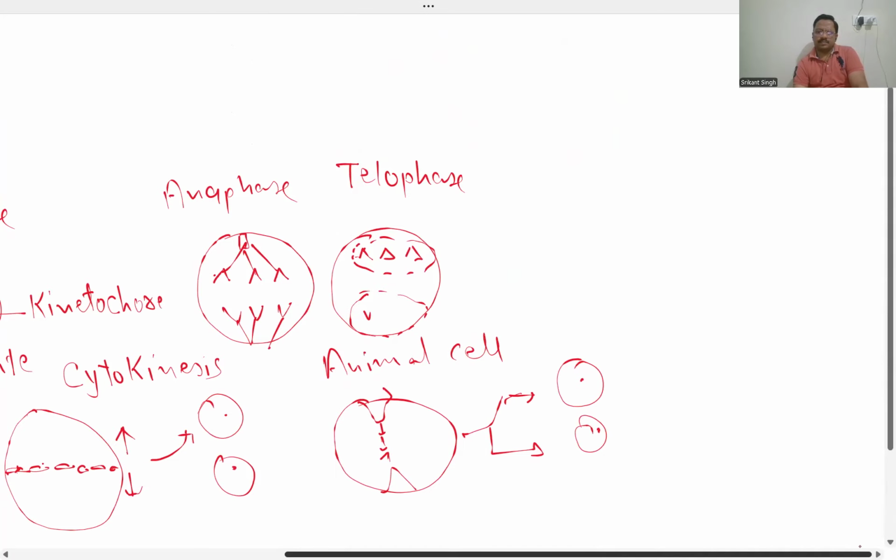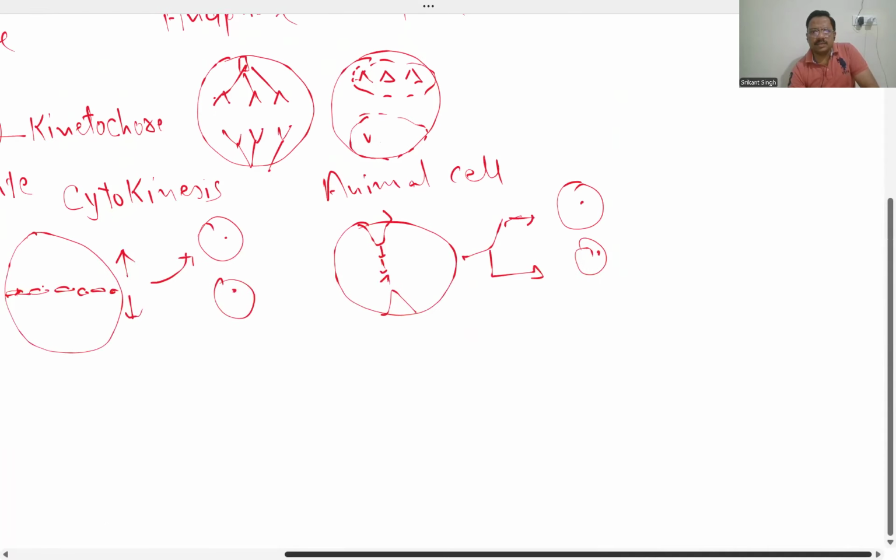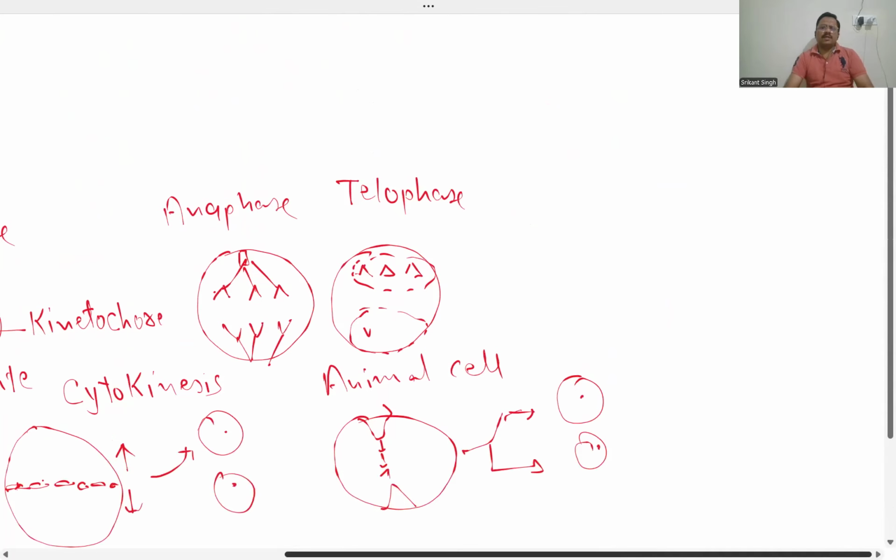So this is the overview I have explained in front of you about the cell cycle and the classification of cell divisions, and I have tried to explain mitosis in short.